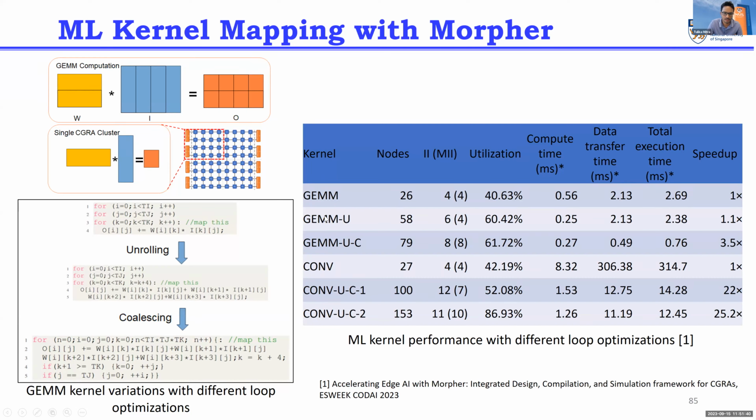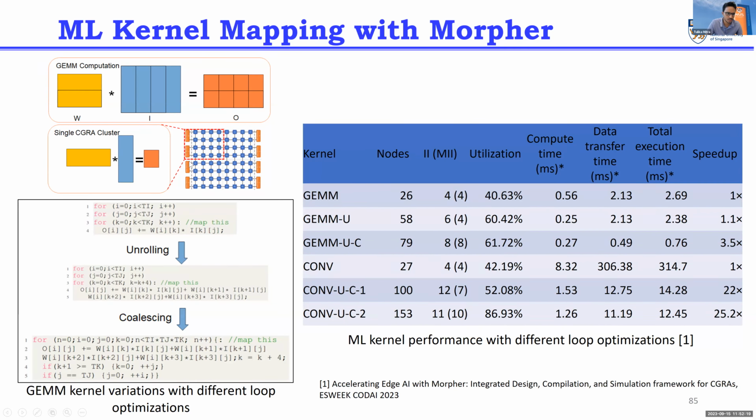Here we have results for two main kernels used in machine learning. One is general matrix multiplication and the other is the convolution kernel. So we can apply different higher level loop optimizations and use Morpher to map these kernels onto the CGRA. You can see the GEMM computation. If we have an 8x8 CGRA, we can partition the GEMM computations into multiple partitions and map each of these partitions onto the CGRA.